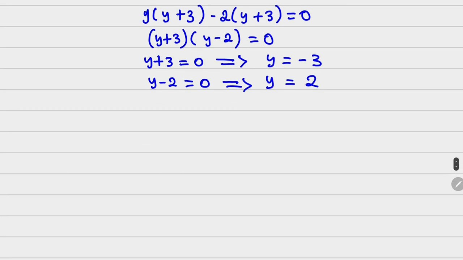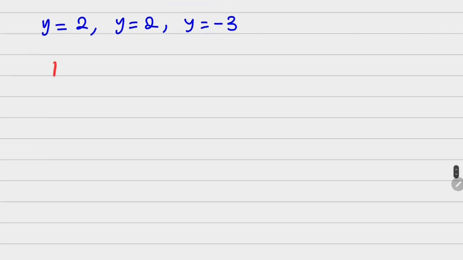Now the values are y is equal to 2 and y is equal to minus 3. So we have two values here, 2 and minus 3. But this is what I want you to note. Recall, we are not to look for y, we are to look for x. So we know that y is equal to 7 raised to power x. So we'll now come down.